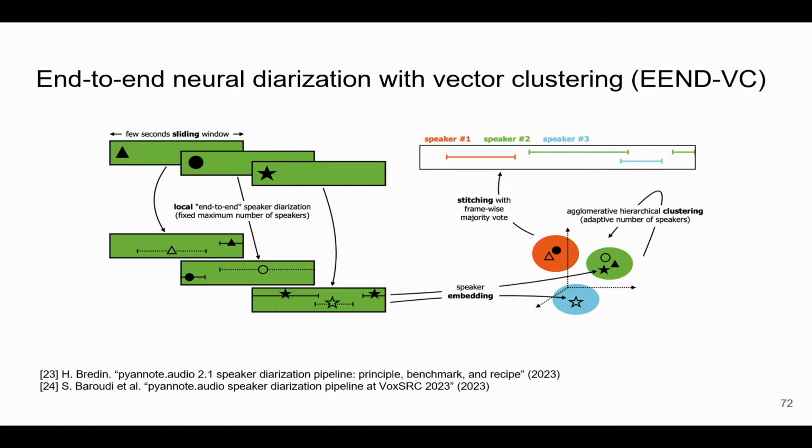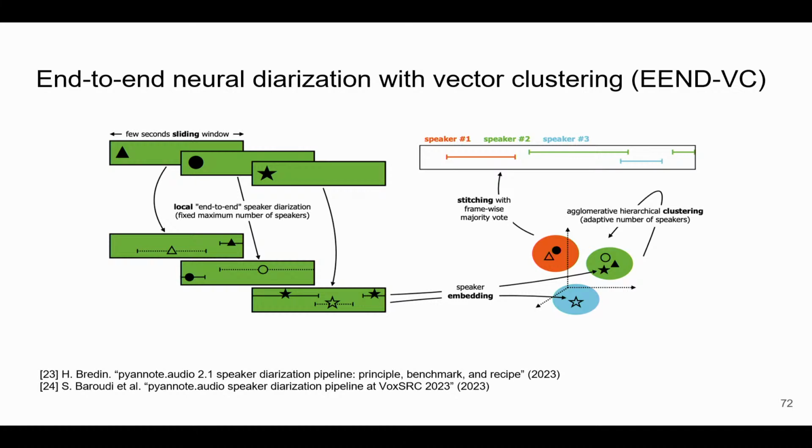You do that on a sliding window. For each one now you will have some activities, and for each of the speakers that you find in each of these segments, you extract some speaker embeddings. And then you cluster them, just like we saw in the previous slide. You stitch them, put them together, and that's how you get the outputs.